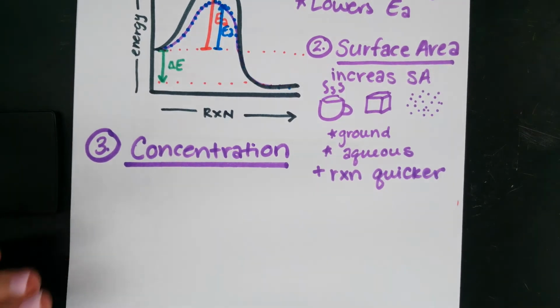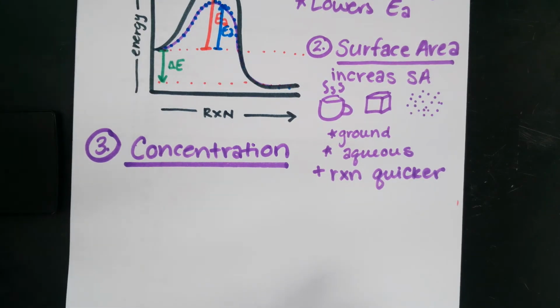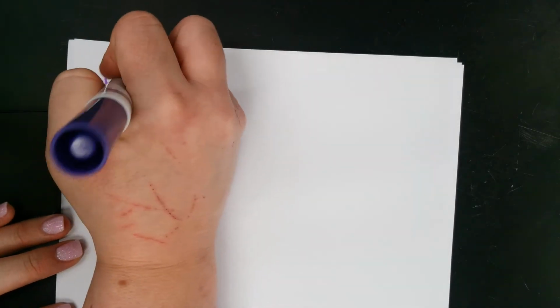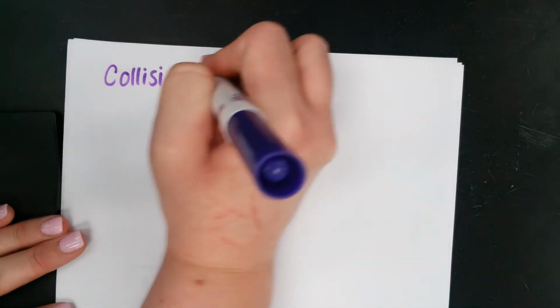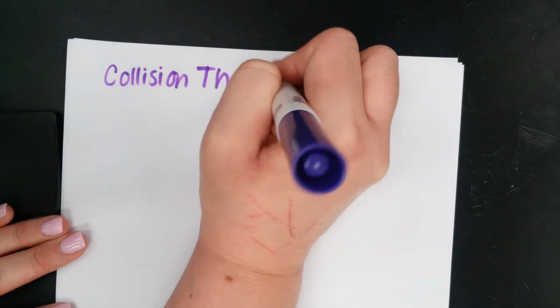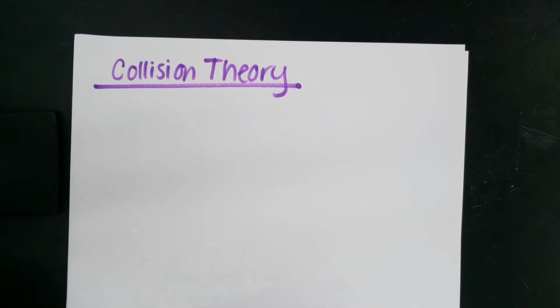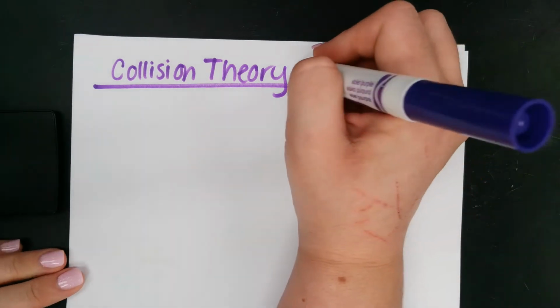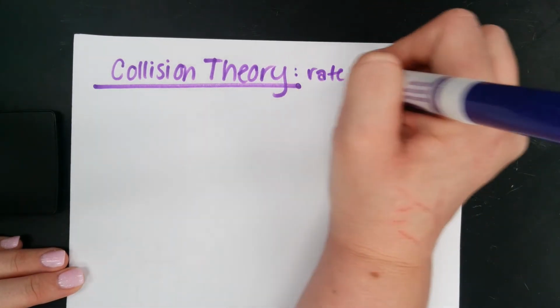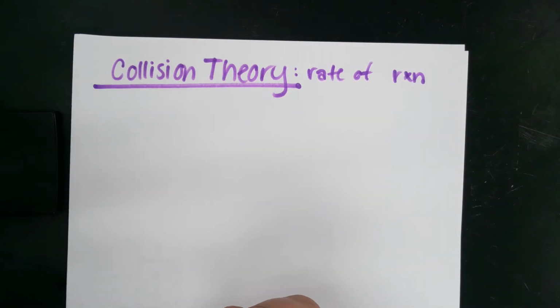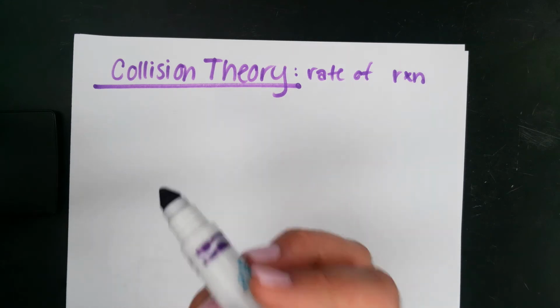So for this one, we kind of have to dive in a little bit more with what's called collision theory. So we're going to go ahead and take a pit stop real fast. So when it comes to collision theory, there's a couple important things. Collision theory is all about the rate of reaction. In order for a chemical reaction to occur at all, you have to have some key points.